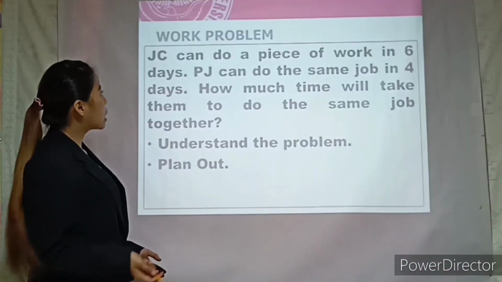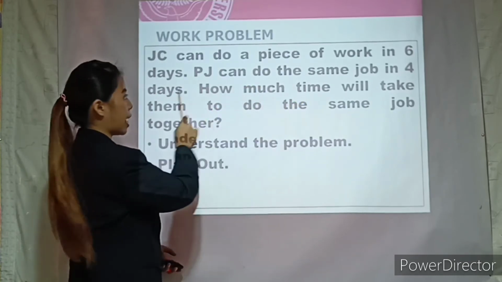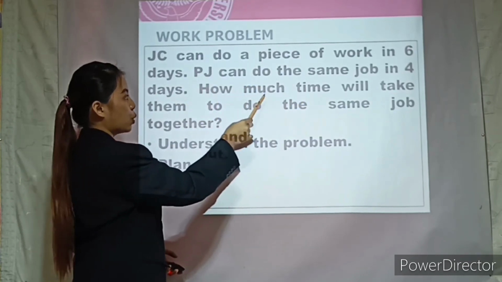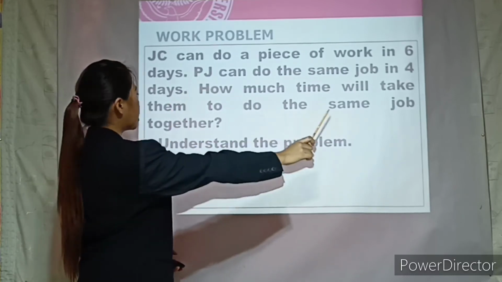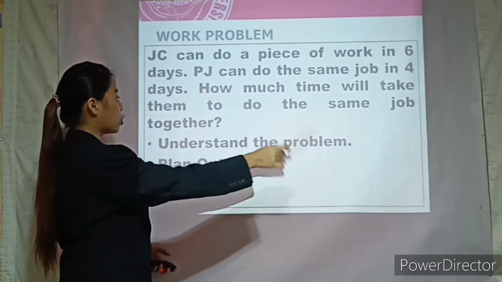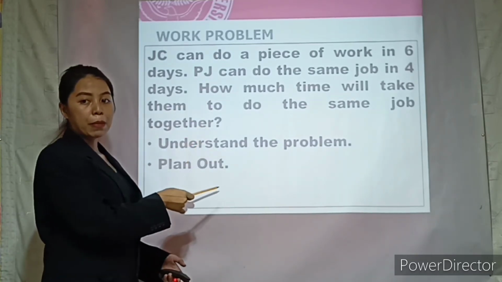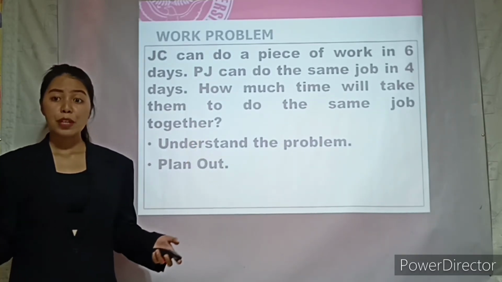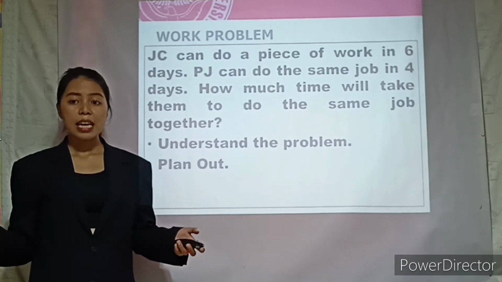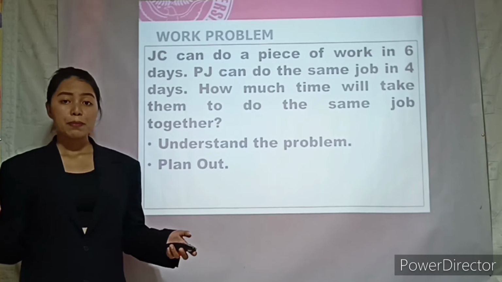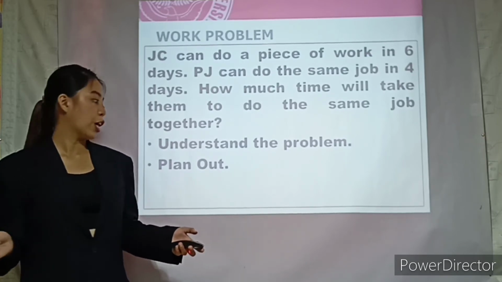The example is JC can do a piece of work in 6 days. PJ can do the same job in 4 days. How much time will it take them to do the same job together? So first, you have to understand the problem. The problem in this first item is how much time will PJ and JC take to do the same job together? So now, let's plan for the equation.